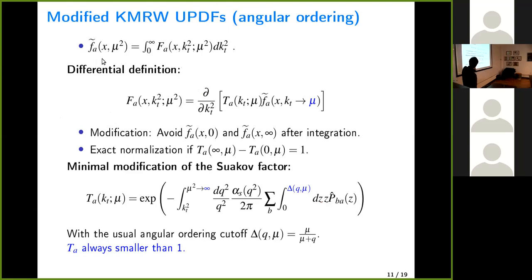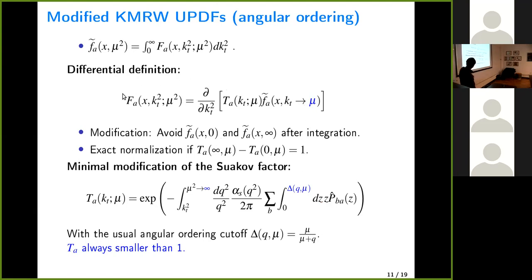So now let me show what I did: a very small modification of this equation in order to fulfill this normalization condition when you do an integration up to infinity. So here first, I change kt for mu. Why? Because if you integrate this up to infinity and down to zero, and if you leave kt here, then you will get the collinear PDF with zero here and infinity, and these objects are basically unknown. Okay, so here I just change kt to mu.